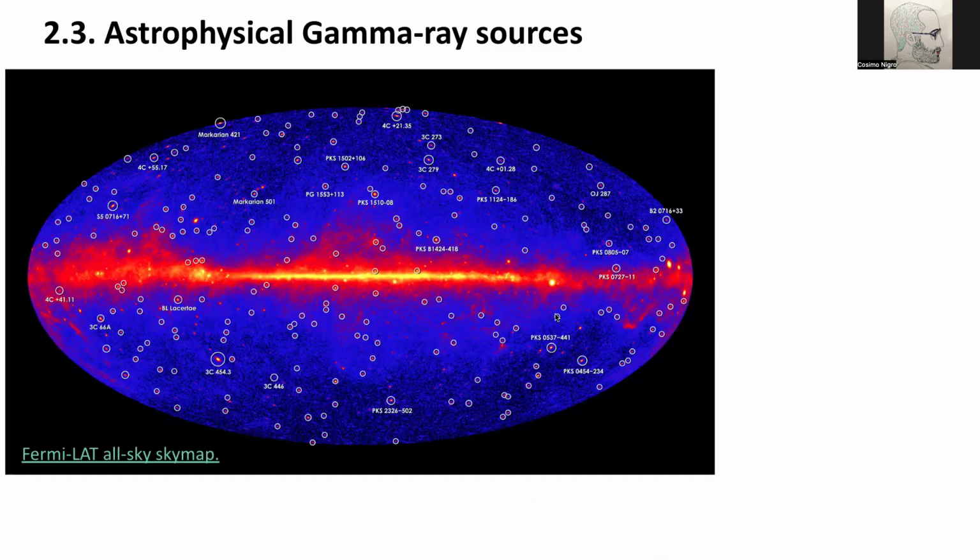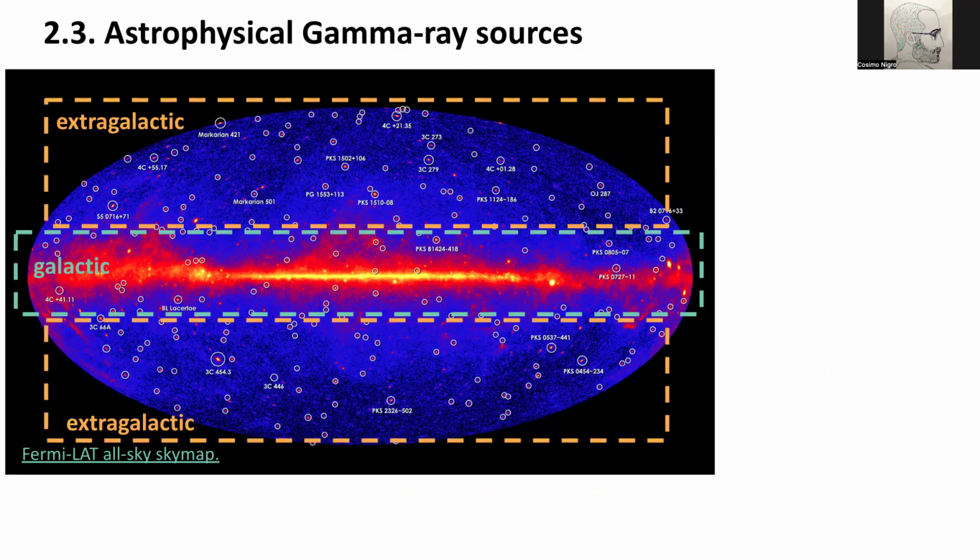Okay, so let's conclude with a quick overview of the sources that emit gamma rays. We know how the gamma rays are emitted by now, either leptonic or hadronic processes. What type of sources do we have that produce gamma rays? For convenience, we usually classify them in galactic and extragalactic, no? Sources that are in the galactic plane, possibly in our galaxy, and sources that are far away from the galactic plane and most probably outside of our galaxy.